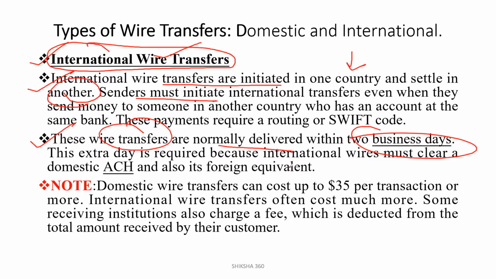So note, a domestic wire transfer can cost up to $35 per transaction or more. And international wire transfers often cost much more, a little bit much more. Some receiving institutions, like when you are sending money to India, the bank in which you are sending also takes some charge. Some receiving institutions also charge a fee, which is deducted from the total amount received by the customer in the foreign country.